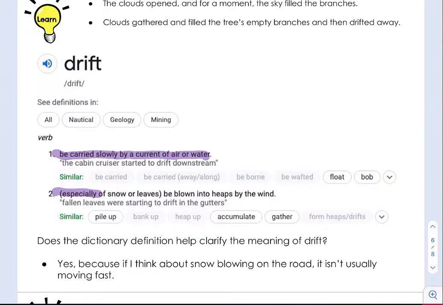Does a dictionary definition help clarify the meaning of drift? Yeah, it does, because if I think about snow blowing on the road, it's not usually super fast, right? It's just a little bit of snow slowly coming onto the road. So we are actually going to add those two words to our vocabulary journal.